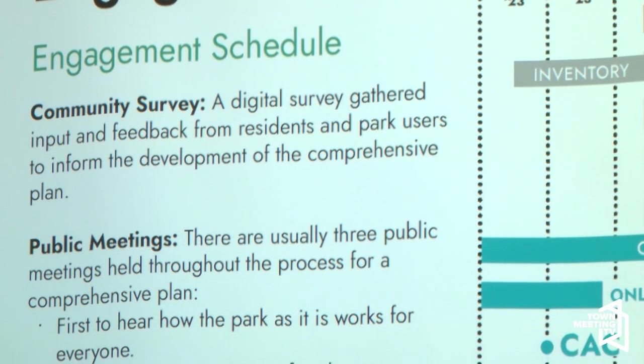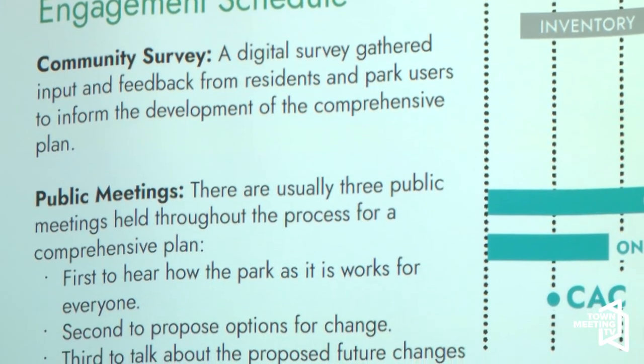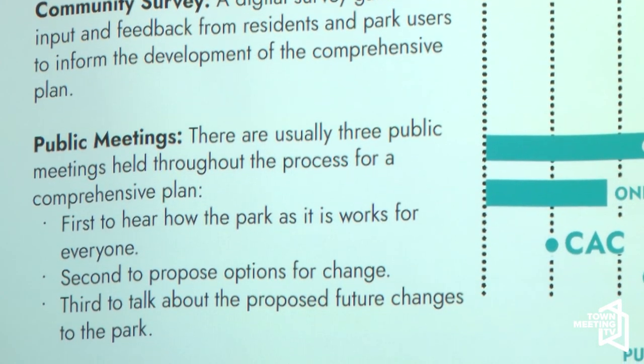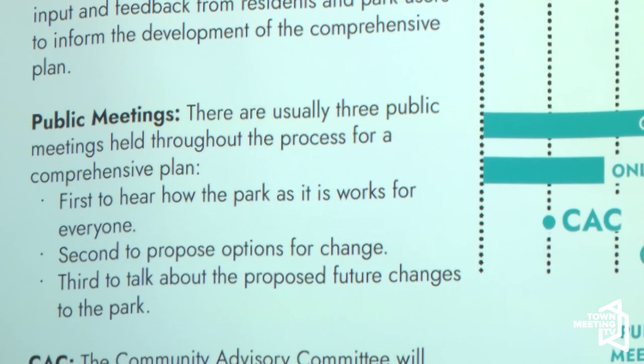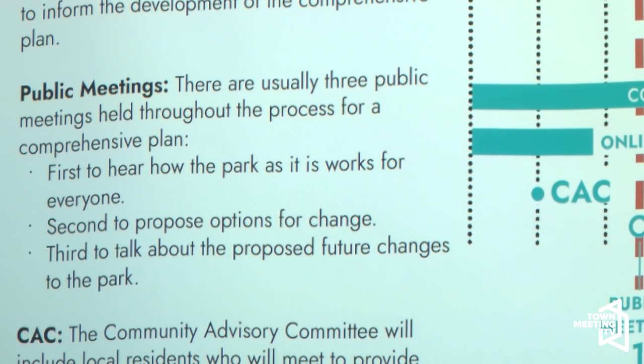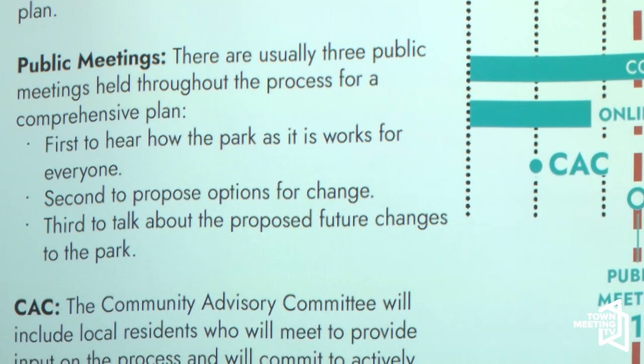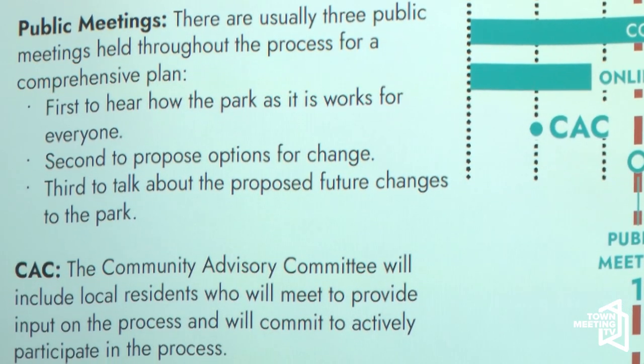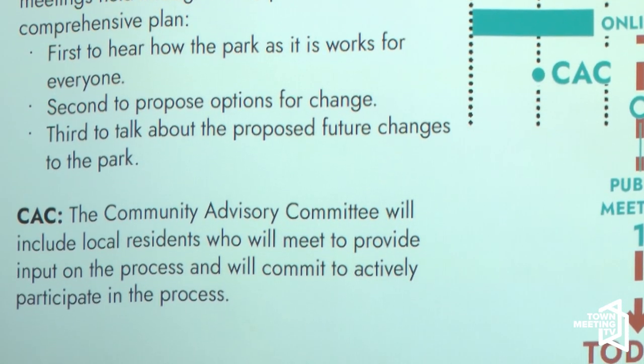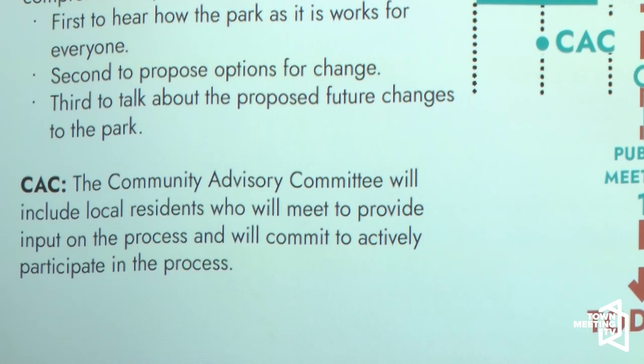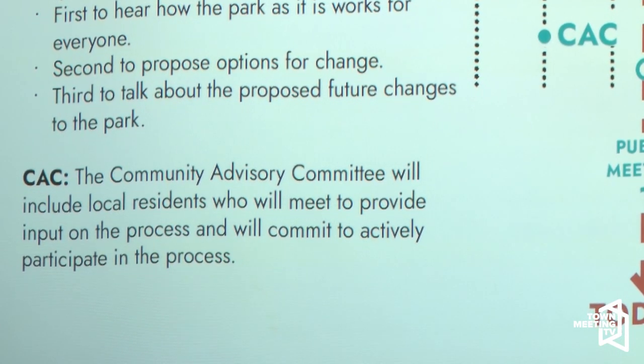Second part is the CAC meetings, which we've already had one so far. We're gonna have another one coming up soon. CAC is the Community Advisory Committee, and basically what that is, it's a group of people representative of the community, and they can give us more immediate feedback on the planning process. We're barking up the wrong tree, basically.